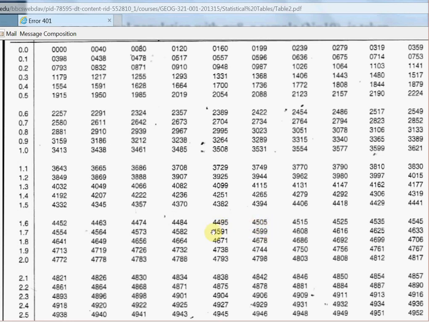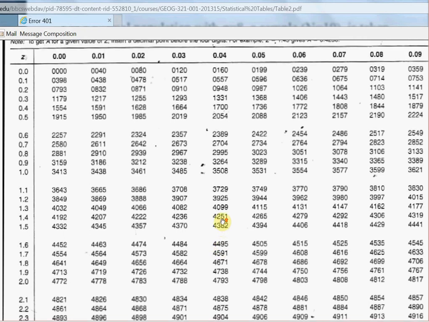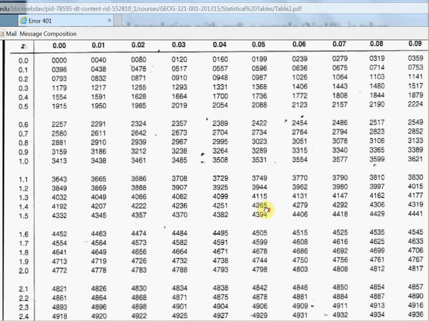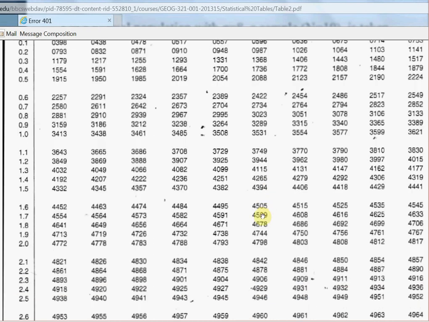You can use either 44.95 or 45.05. If you use 44.95, that would give you a z-score of 1.64. But if you decide to use 45.05, that z-score would be 1.65. So you and your classmates may not have exactly the same z-score because you probably chose a different percentage here. Let's use 44.95. That will give us a z-score of 1.64.